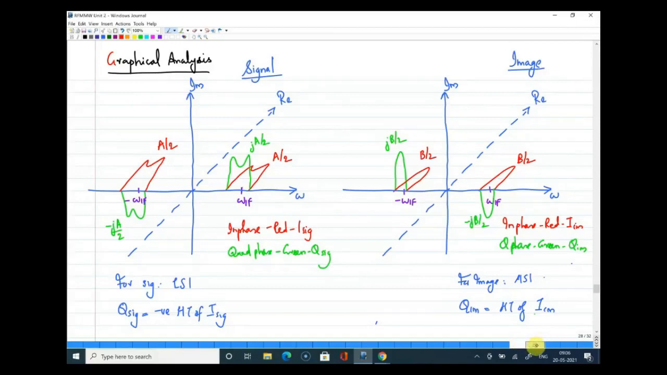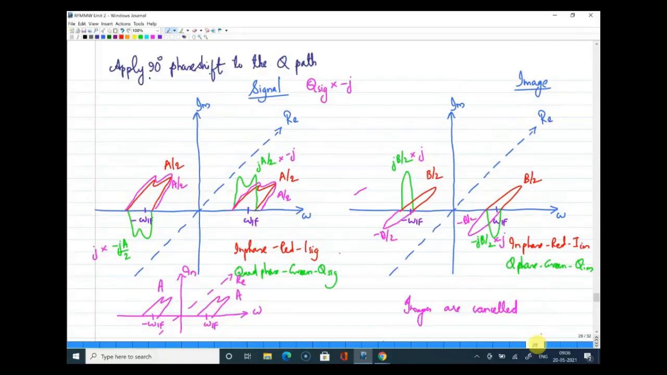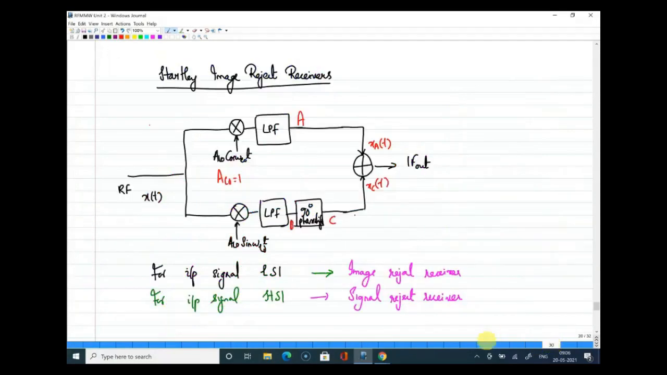So by applying a suitable 90-degree phase shift to one of the paths, the quadrature path, images can be cancelled and signals were restored. That is what we have seen graphically, and with that we developed the architecture. The same down converter, the quadrature converter, is extended with one more additional 90-degree phase shift to one of the arms, and if we combine both, the images are rejected, and hence we call it an image reject receiver.